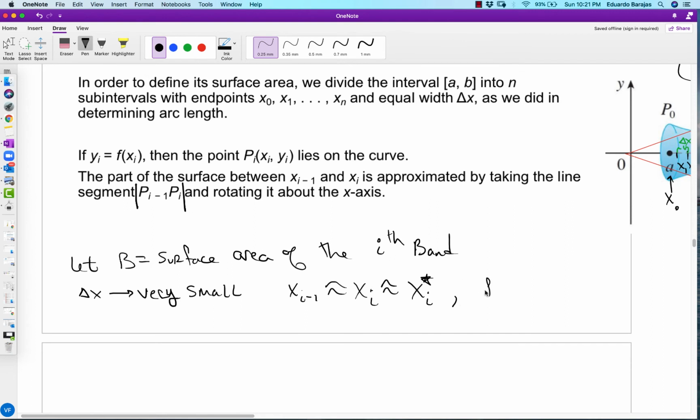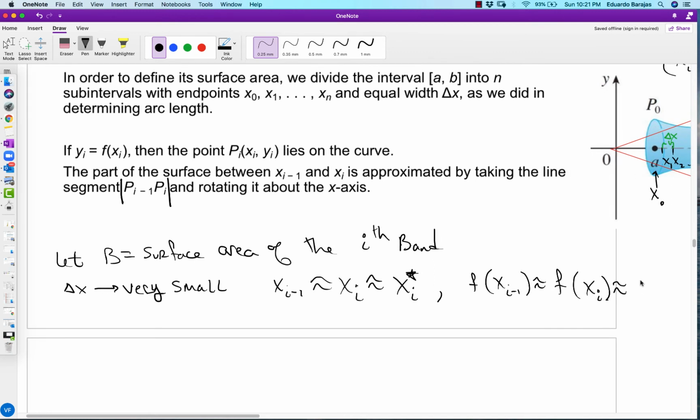Comma, and it means that f of x sub i minus 1 is approximately equal to f of x sub i, which is approximately just equal to f of x sub i star, the sample point.